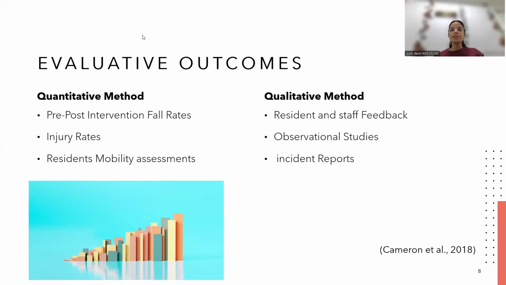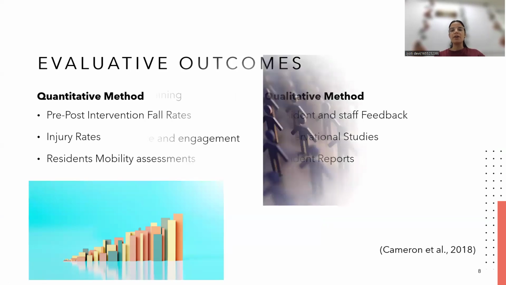So for evaluation of fall risk, we are going to use two methods, quantitative method and qualitative method. Quantitative method includes a pre and post intervention rating scale. Second one is an injury rating scale. Third one is a mobility assessment for the residents. And qualitative method includes three reports: resident and staff feedback, observational study, and incident report.